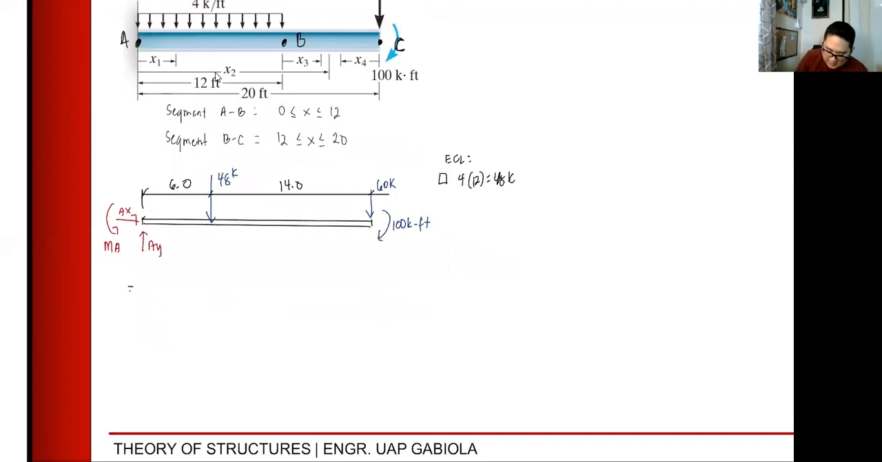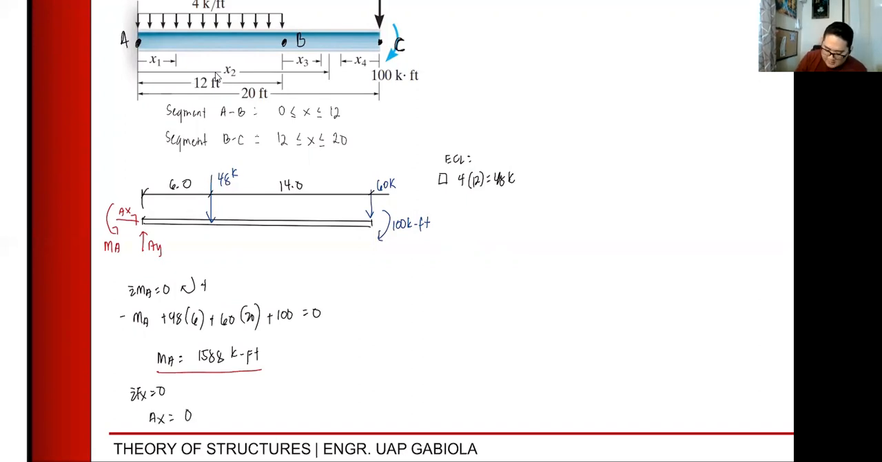Okay? So, calculate natin yung ating support reaction. So, summation of moment at A is equals to 0. Taking clockwise as positive. So, we have yung M natin is clockwise siya. So, MA, counterclockwise siya. So, negative siya. Plus 48 times 6 plus 60 times 20. Then, plus 100 is equals to 0. So, calculate lang natin. 48 times 6 plus 60 times 20 plus 100. Our moment is 1588 kip-feet. Okay? Yun yung value natin. Next is we have yung summation of forces x equals to 0. So, wala tayong ibang other forces. So, AX lang yung value natin for that.